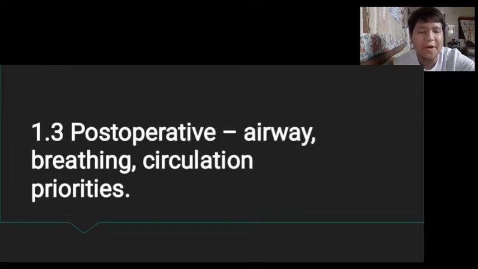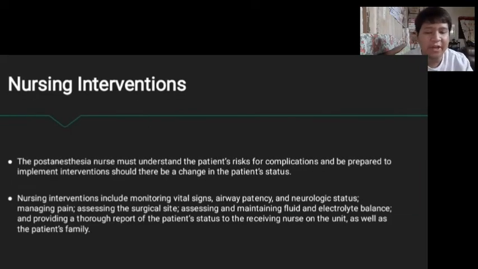Your purpose and function after the surgery or intervention is post anesthesia care, because the patient will feel pain and pain management is needed. The anesthesia wears off, the patient feels the pain, and the numbness disappears. So the post anesthesia nurse assesses the risk for complications and is prepared to implement interventions should there be a change in the patient's status. Nursing interventions include monitoring vital signs, because there may be bleeding inside or materials left behind, airway patency, and neurologic status, because the patient may not regain consciousness after surgery, for example brain surgery, and the normal physiologic function of the body may not return.